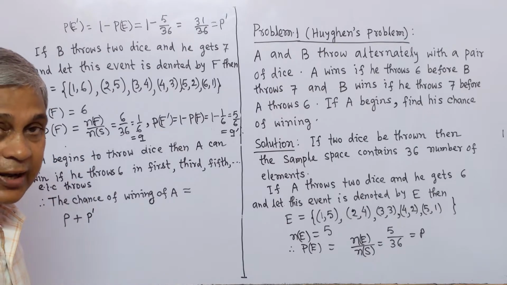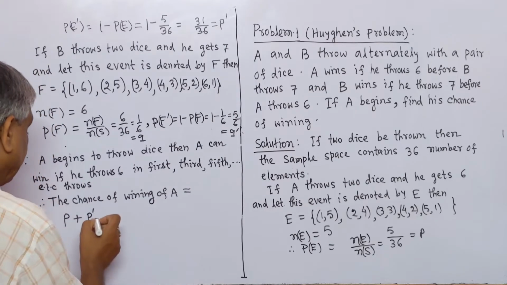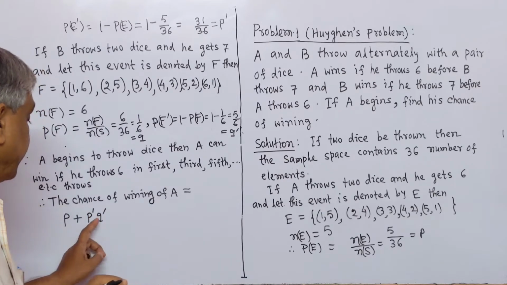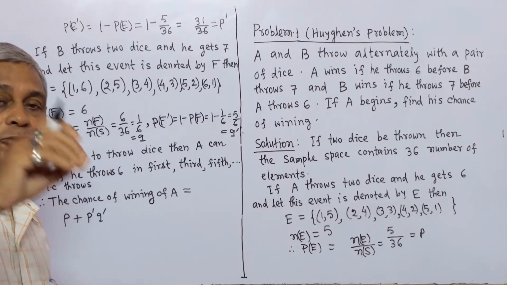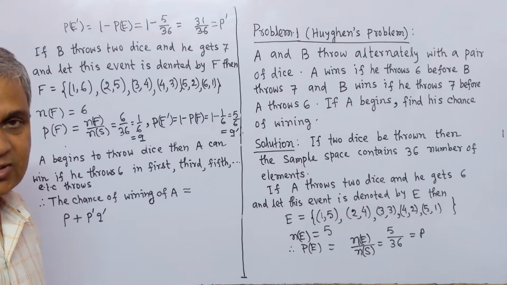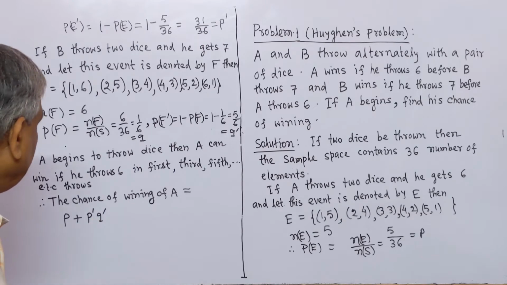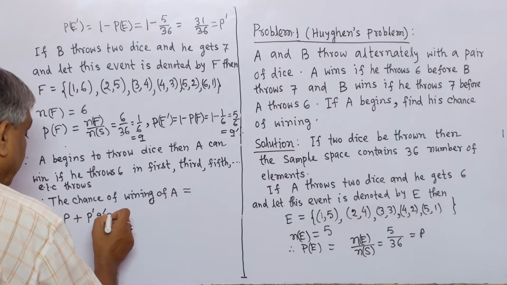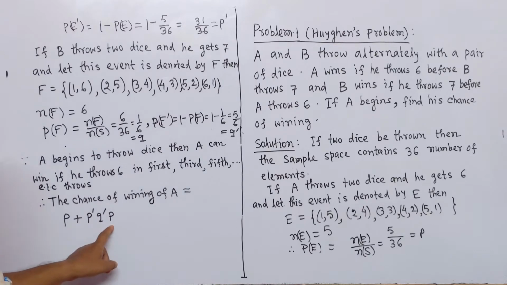B will throw the dice, and if B will not win in the second throw, that is Q prime. Here we have taken multiply because the throw of A and the throw of B are independent events. So here multiply, intersection means multiply. And B will not win in the second throw, then A will throw the die, and if he wins in the third throw, then our problem will be solved.